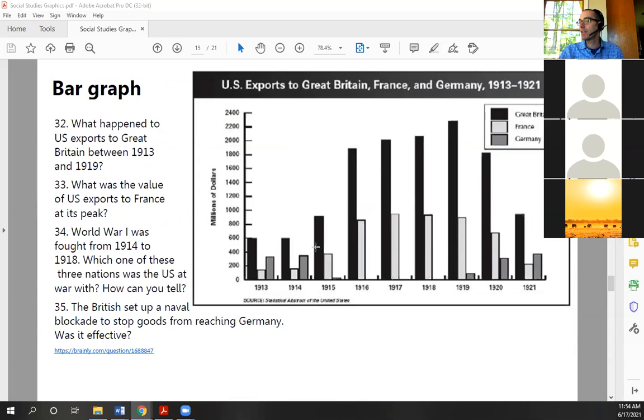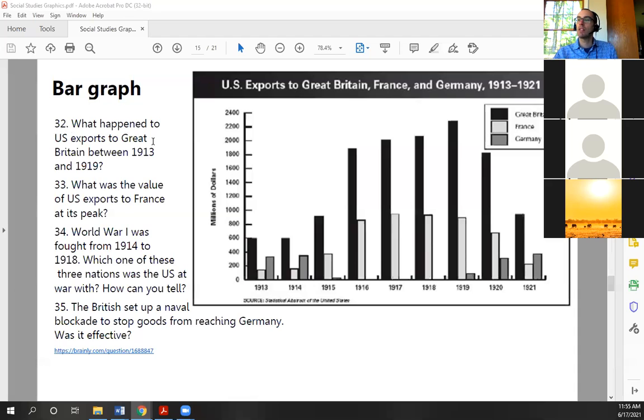And this is kind of a different one. We have 3 bars per year. So it's Great Britain, France, and Germany in 1913, Great Britain, France, and Germany in 1914. So it's 3 bars for each year. A little different. You've got to keep that in mind.